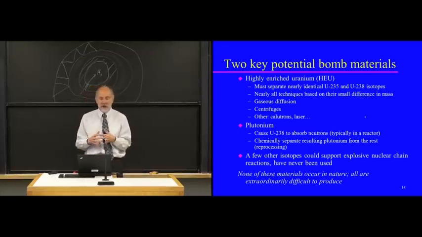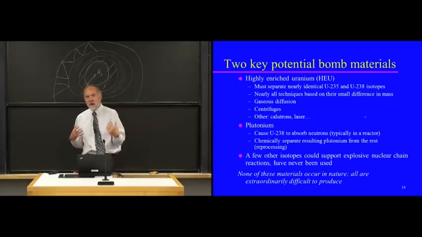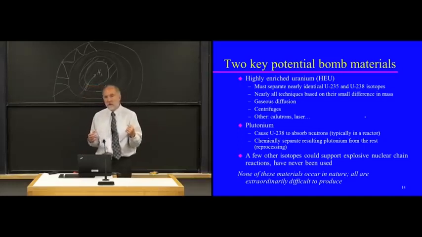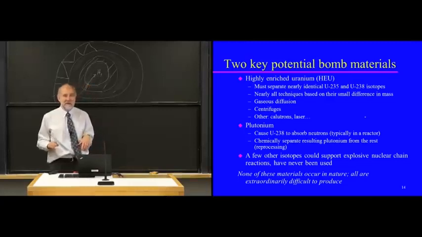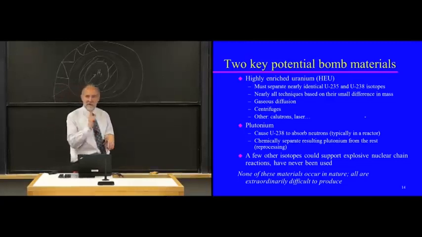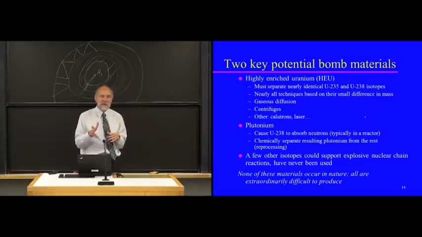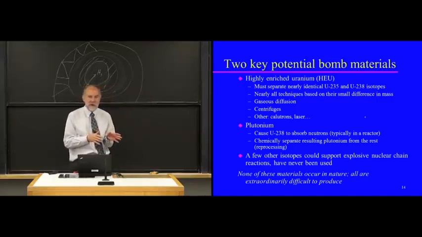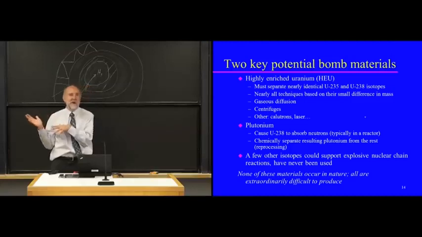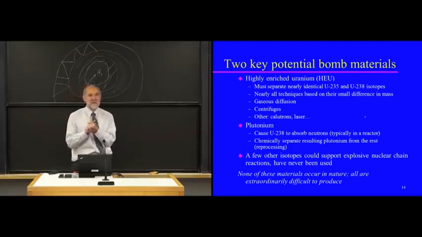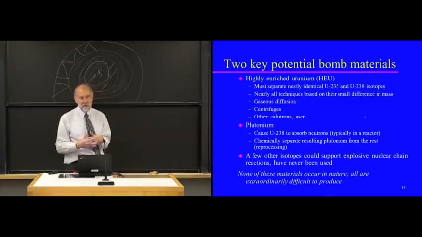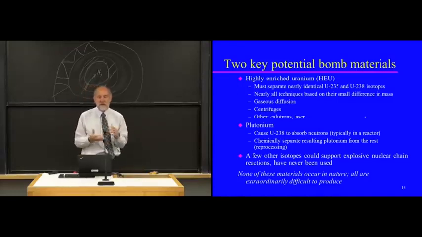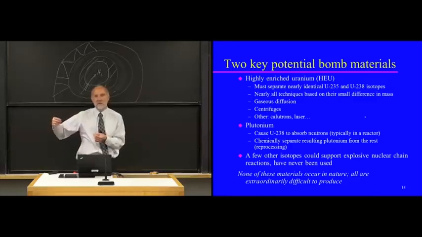Next time we'll talk more about how to make these. The first is highly enriched uranium. All right? When you dig uranium up out of the ground, less than 1% of it is the kind that's easy to split, uranium-235. 0.7% is uranium-235, and 99.3% roughly is uranium-238. Uranium-238 is almost useless for fission. It will split under certain circumstances, but it can't sustain a fission chain reaction.